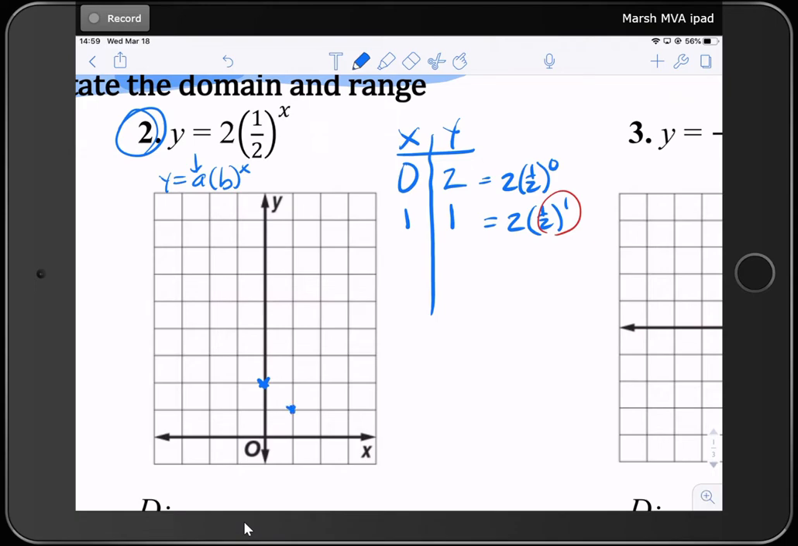Let me go ahead and do 2. If I did 2, what would it be? So that's going to be 2 times 1/2 squared. 1/2 squared, isn't that 1/4 times 2? This gives me a value of 1/2 for the y value, so about right there.